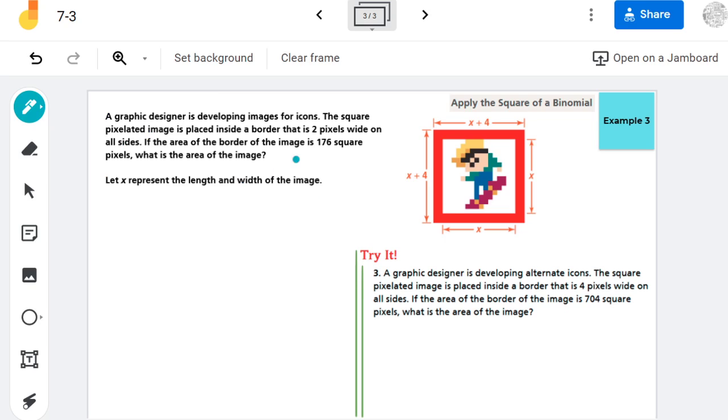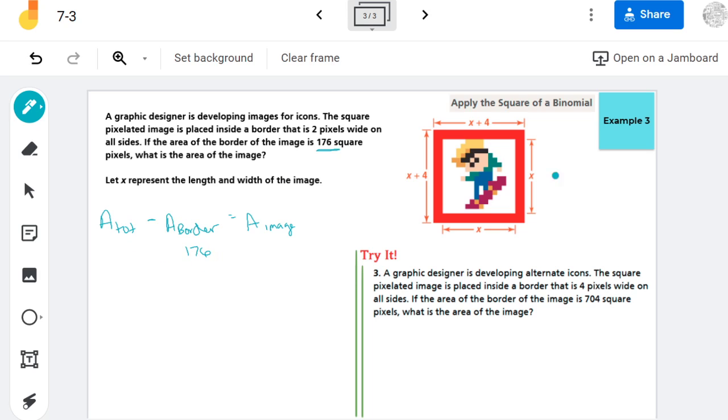So to find the area of this image, I would take the total area, the entire box, and I would subtract the area going around, the area of the border. And that would leave me with the area of the image. So that's going to be my goal here. Now, they've already told us the area of the border is 176.